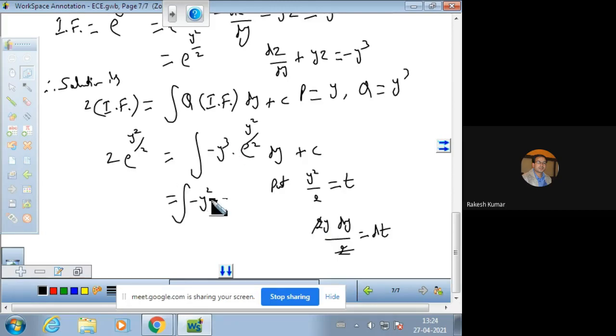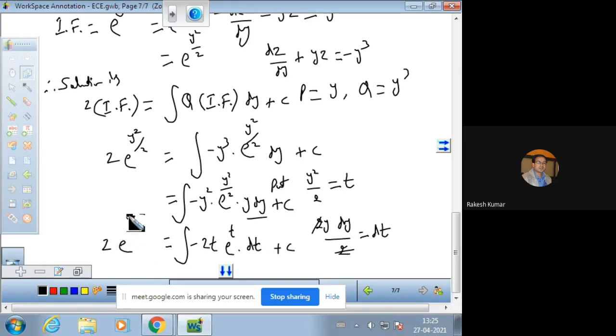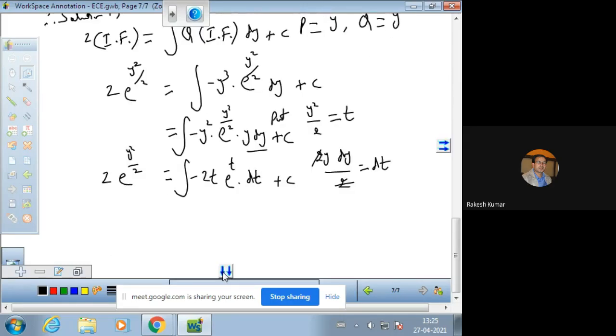अगर हम इसको ब्रेक करेंगे तो आएगा minus y square e raised to power y square over 2 into y dy plus c. So integral minus the value of y square. The value of y square from this will be 2t. So you can use here 2t e raised to power t, and into y dy, y dy is equal to dt, plus c. And on the left hand side, z e raised to power y square over 2. This is the term we have, and we can integrate it. Minus 2 is there.